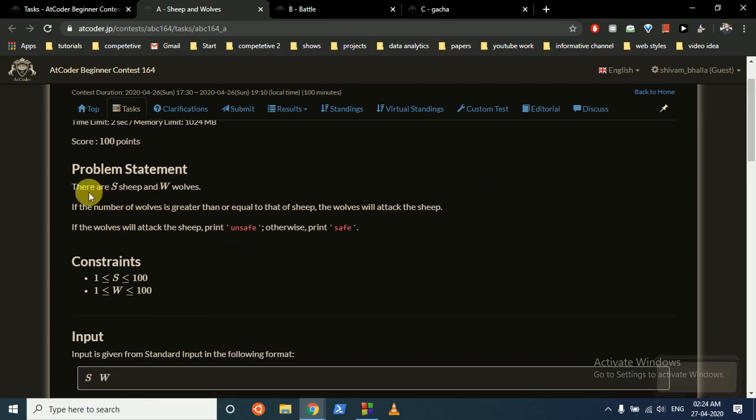The first question states that there are S sheep and W wolves. If the number of wolves is greater than or equal to the number of sheep, the wolves will attack the sheep. If the wolves will attack the sheep, print unsafe, otherwise print safe. So you just have to check whether the number of wolves is greater than or equal to the number of sheep. Okay.